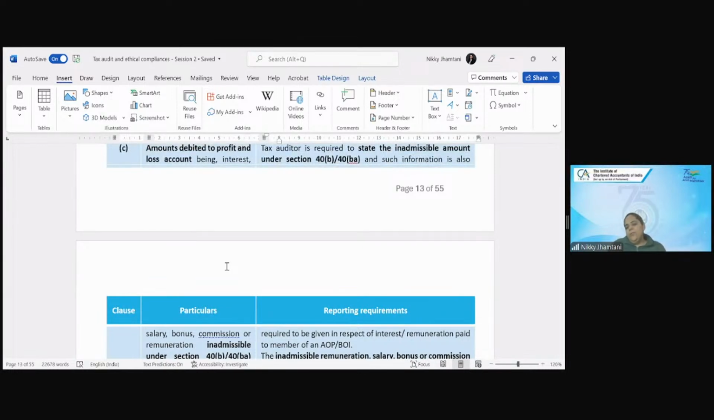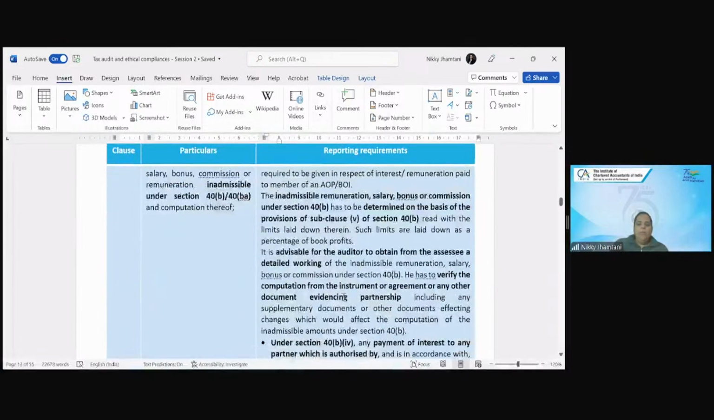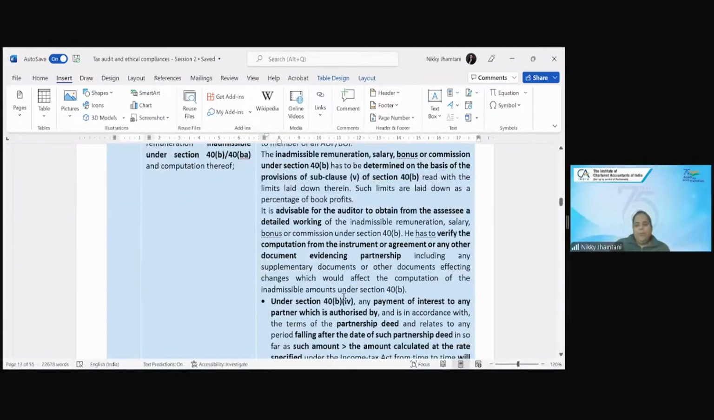to be given in respect of interest and remuneration paid to a member of an AOP or BOI. The inadmissible remuneration or salary, bonus, or commission under 40B has to be determined on the basis of the provisions of sub-clause 5 of 40B, read with the limits laid down therein. Such limits are laid down as a percentage of the book profits.